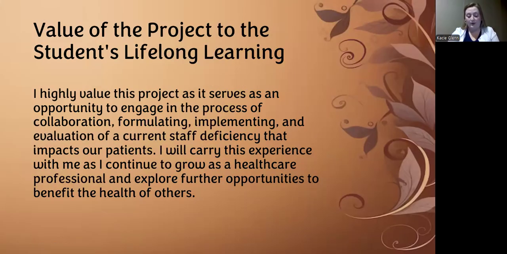I highly value this project as it serves an opportunity to engage in the process of collaboration, formulating, implementing, and evaluation of current staff deficiency that impacts our patients. I will carry this experience with me as I continue to grow as a healthcare professional and explore further opportunities to benefit the health of others.